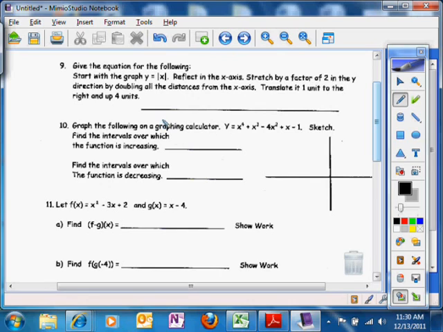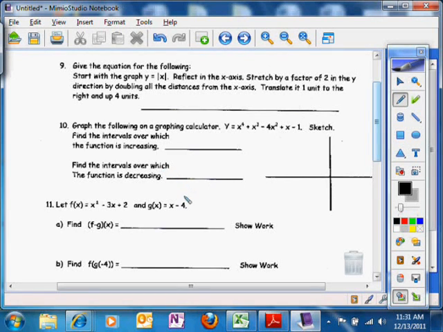For number 9, give the equation for the following. Start with the graph of y equals absolute value of x and reflect it in the x-axis, stretch by a factor of 2. It's the same thing. What you want to do is find some values on that absolute value of x, and then do the appropriate transformations.